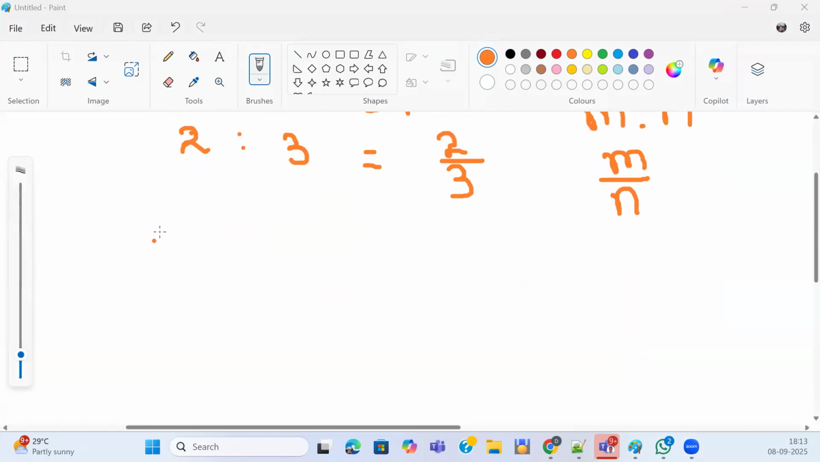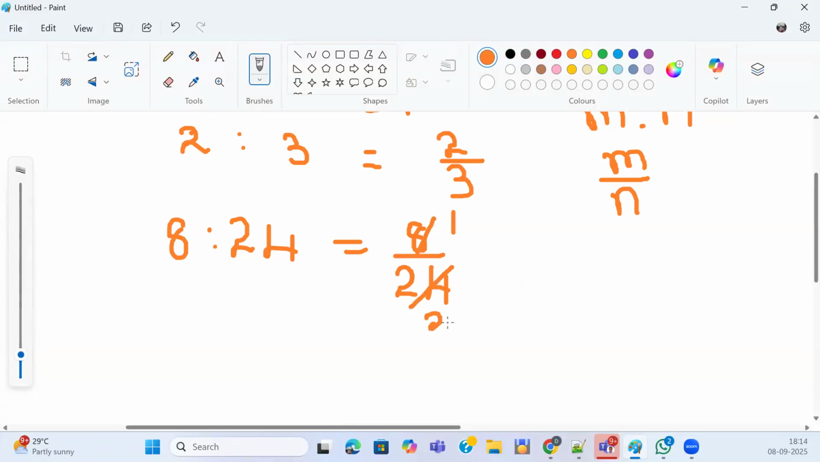Okay. So if somebody gives the ratio 8 is to, say for example, 24. How can we write this 8 is to 24? 8 by 24. But if you see, we can simplify this, right? 8 by 24 can be written as 8 ones are 8, 8 threes are 24, so 1 by 3.